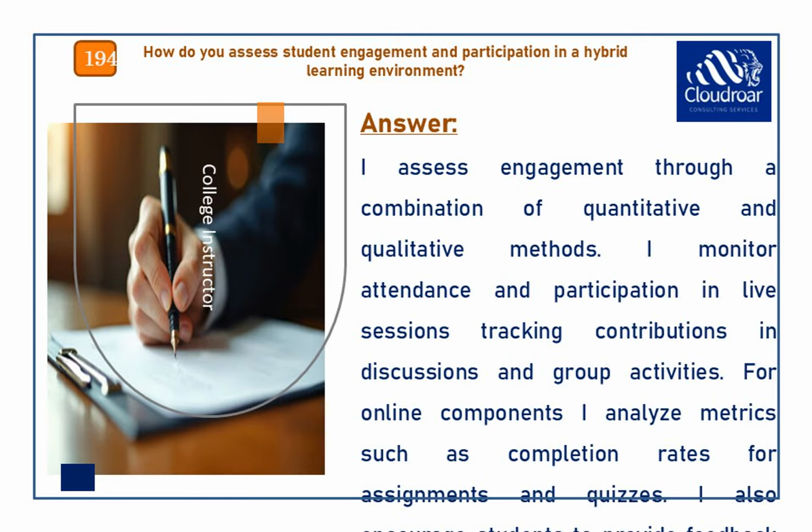Question 194. What are the key components of a successful online course for community college students? A successful online course for community college students should include clear learning objectives, engaging content, and a structured timeline. Interactive elements, such as discussion forums, quizzes, and multimedia resources, enhance engagement and understanding. Regular communication through announcements, emails, and virtual office hours fosters a sense of community and support.